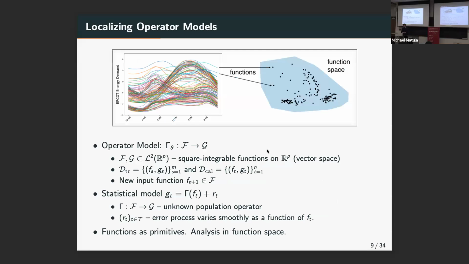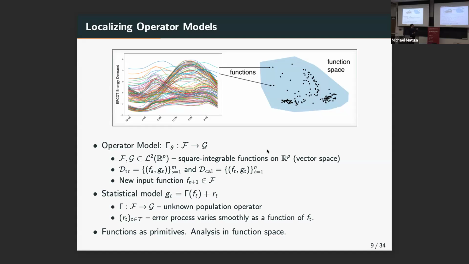Okay. So I want to quickly define the setting here so that we are on clear ground. Again, we have our operator model mapping between the space F to the space G. We're going to assume that these function spaces are fairly nicely behaved spaces, like L2 spaces, essentially they act as a vector space. We're going to assume that we have our training data and our calibration data given by these regression pairs here. And again, these have to be totally disjoint from each other.